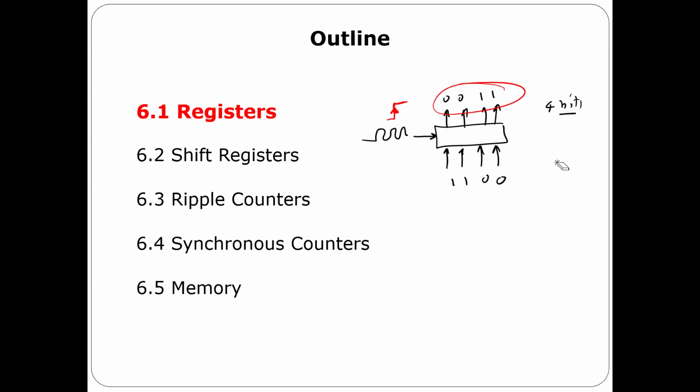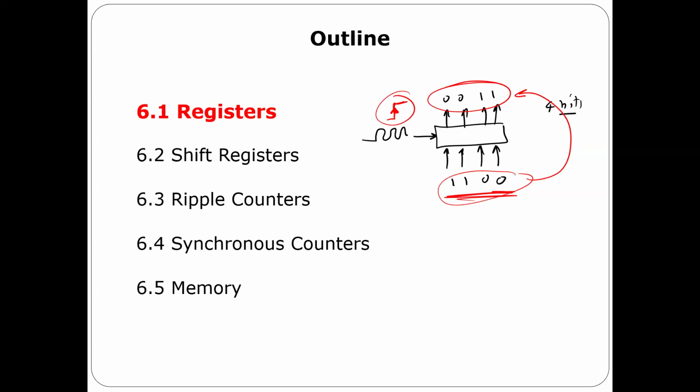Okay? So that means this is the stored value. This is the number stored in the register. This is what I want. So once you put a number here, this number is not going to appear here immediately, but every time there is a rising edge, this number will be stored here. Make sense?